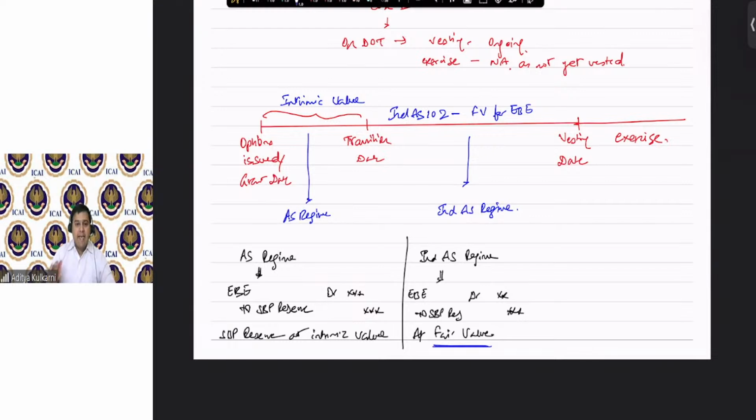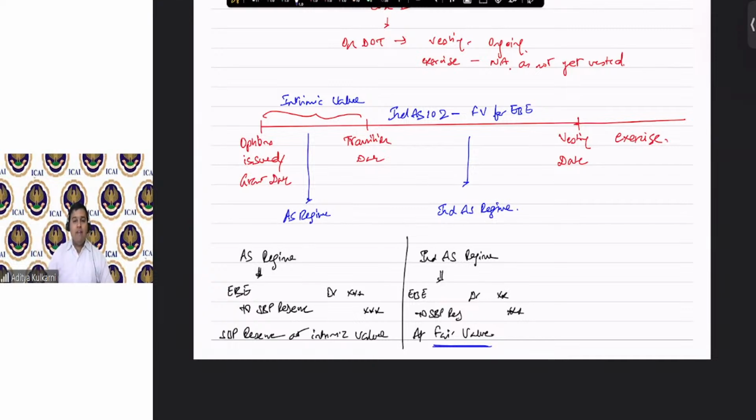But in this case, when the options were granted, there was no Ind AS at that time. I mean to say, when I am moving to Ind AS, the options were already granted under a previous regime. That previous regime allowed you to take intrinsic value. But today, the Ind AS regime says no intrinsic value, you have to take fair value.